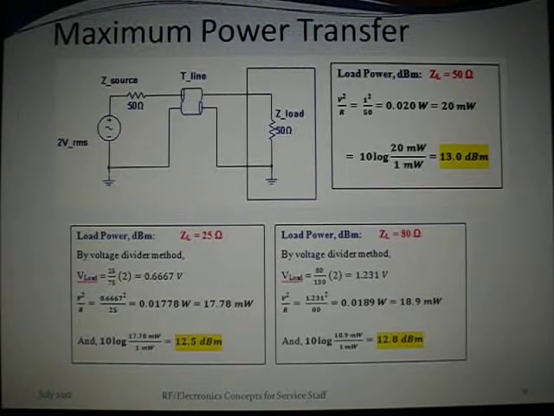The maximum power transfer theorem states that the maximum amount of power transferred from the source to the load can only occur when the load impedance matches the source impedance. Any variations in the load impedance, either above or below the 50 ohm source impedance, causes reduced power to be dissipated in the load. In the example shown here, the theoretical maximum power that can be transferred to the load resistance is 13 dBm. If the load resistance changes to values above or below the source impedance, the load power is reduced.